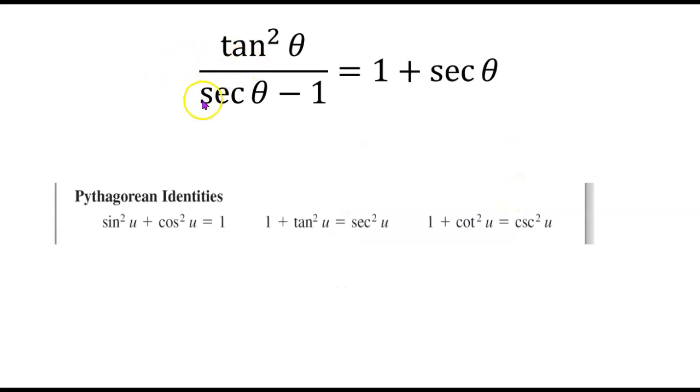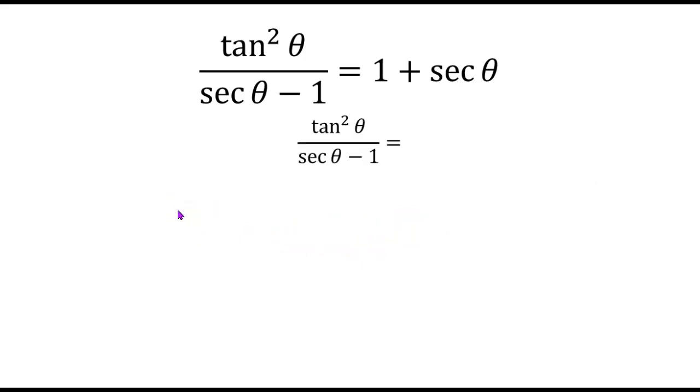Tangent squared of theta over secant theta minus 1 equals 1 plus secant of theta. Now, on all of these, you're welcome to try to pause the video and figure it out for yourself before I show you the answer. On this one, because this involves tangent squared, that makes me think of maybe using one of these Pythagorean identities. The tangent squared would be equal to the secant squared minus 1. So that might be a good first step. Start with this. Tangent squared theta over secant theta minus 1, and transform tangent squared into secant squared minus 1.